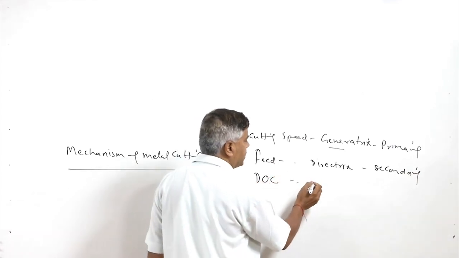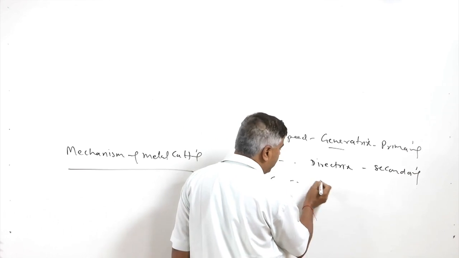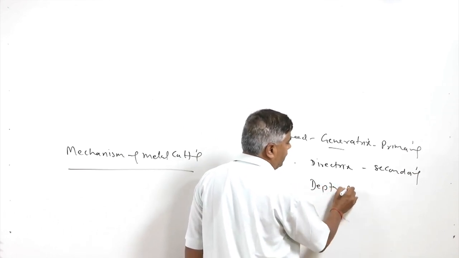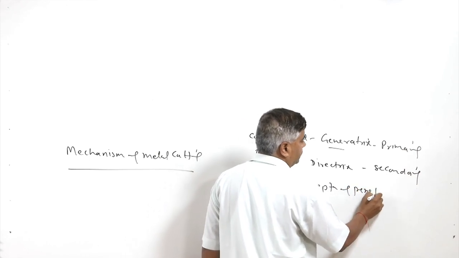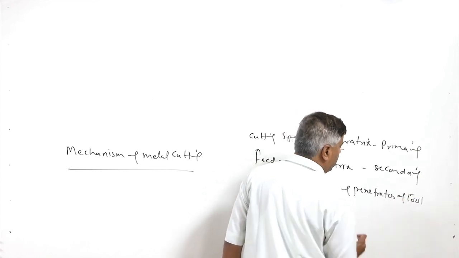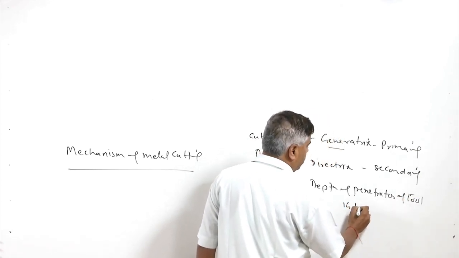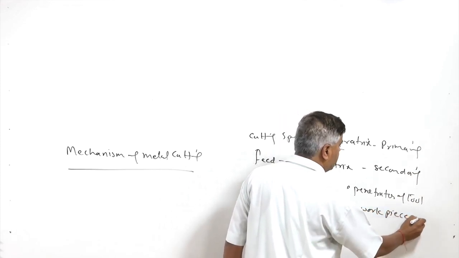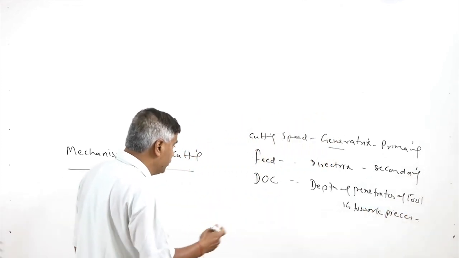The depth of cut is determined by the depth of penetration of the tool into the workpiece. Actually, the combination of all these three parameters determines the metal removal rate.